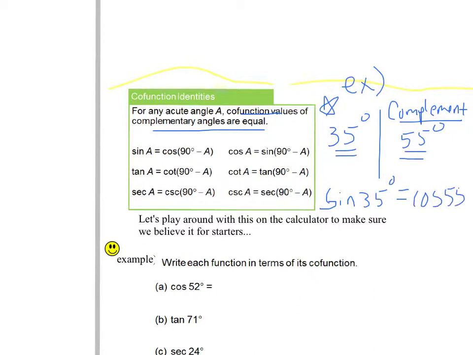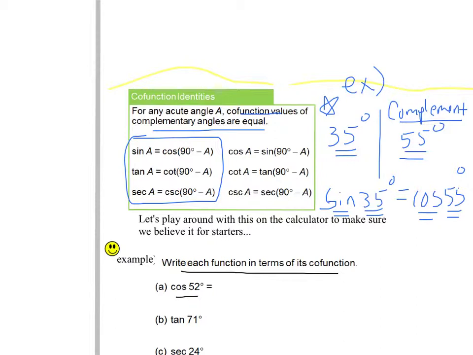So what I'm getting at is, notice that 35 and 55 are complementary, and also notice that sine and cosine are cofunctions of one another. So that's pretty much what this box is saying. Let's play with it until you start to catch it. Write each function in terms of its cofunction. So let's just start here.